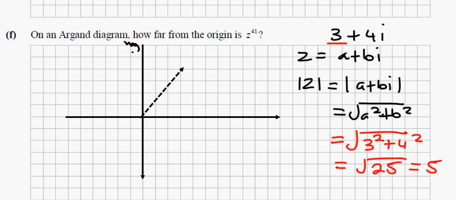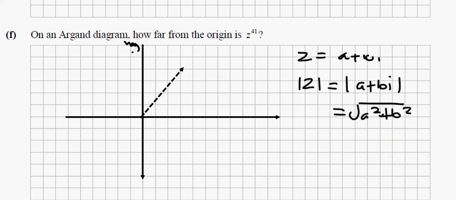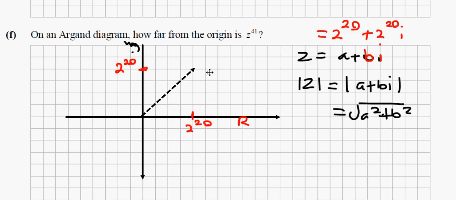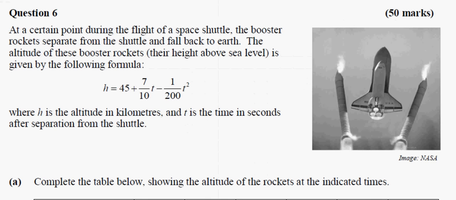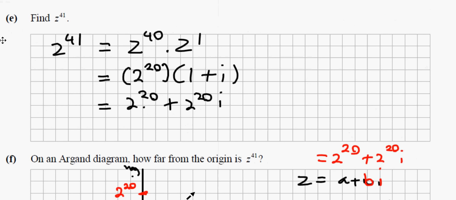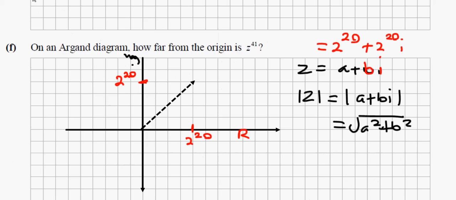Now, for Z41, what we're going to do is we know that a is 2 to the power of 20 and b is also 2 to the power of 20. So replace a and b, we're going to draw it out now, 2^20, 2^20. You're going to find the distance from this point to the origin. So what's going to happen is we're going to put it in. So 2 to the power of 20 squared plus 2 to the power of 20 squared.